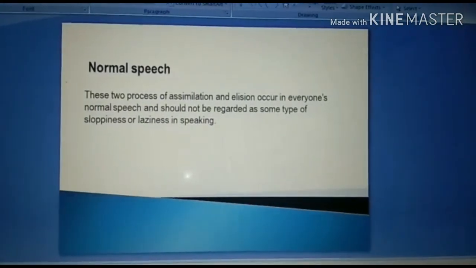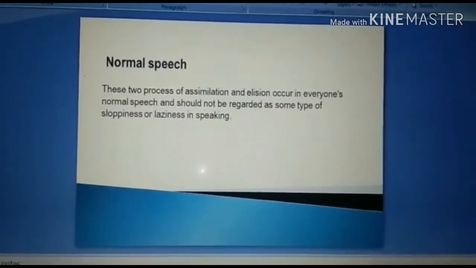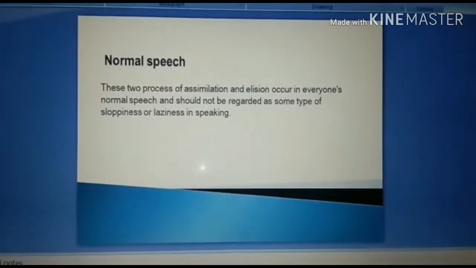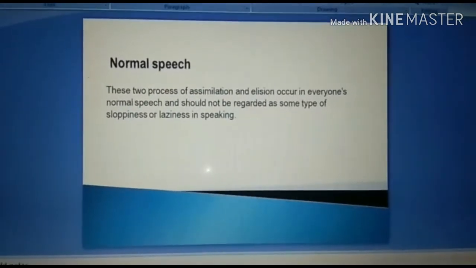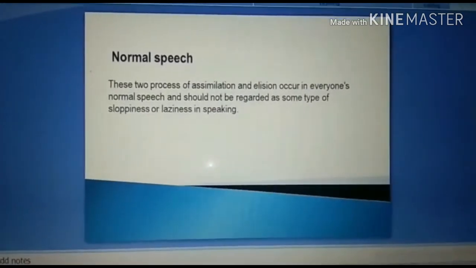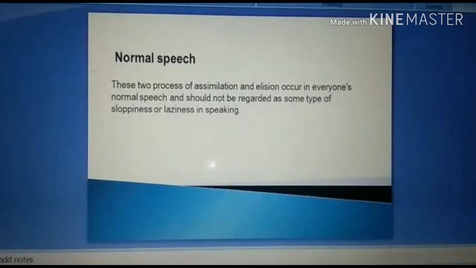So the last part is normal speech. These two processes of assimilation and elision occur in everyone's normal speech and should not be regarded as some type of sloppiness and laziness in speaking.